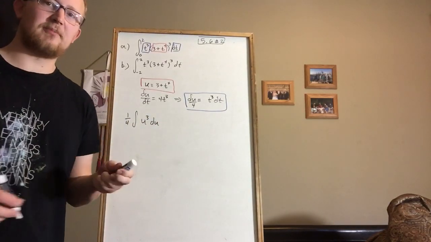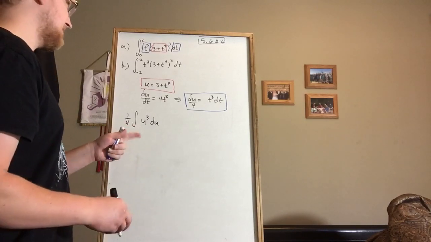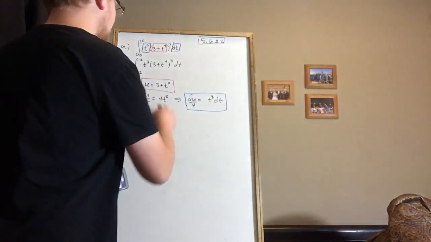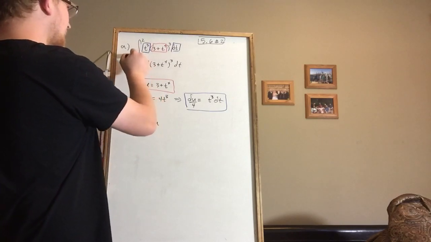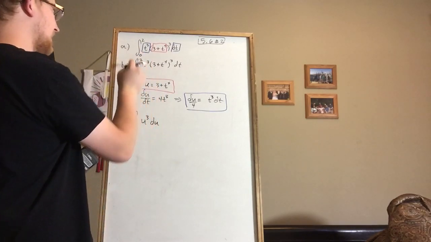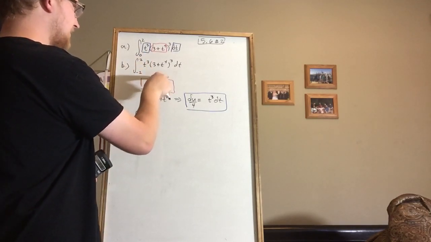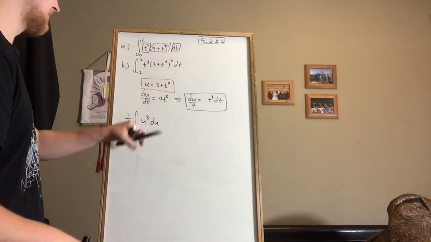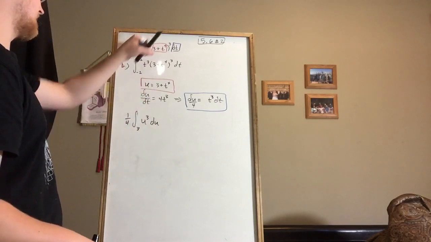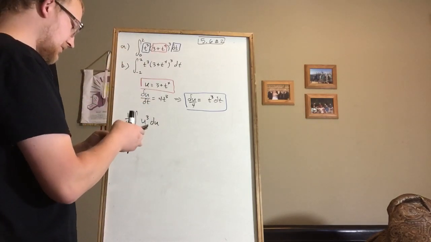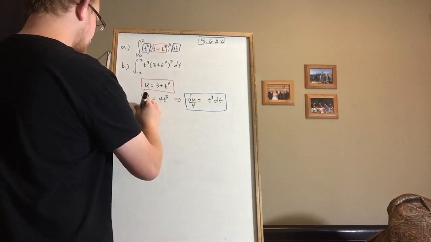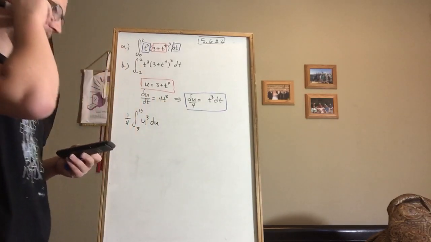There's two ways to deal with the boundaries. Probably one of the easier ways, because these boundaries change when you do a u substitution, is to take our u right here and plug in our lower and upper bound. So our lower bound is 0. 0 to the 4 plus 3 is 3. So our u boundary on the bottom for 0 is 3. For the top 2, 2 to the 4 plus 3 equals 19. So our boundary for the top now equals 19.